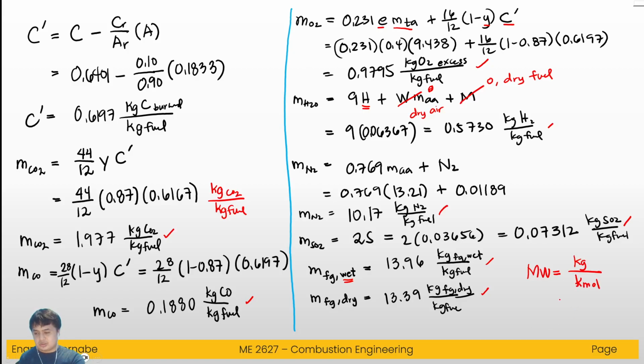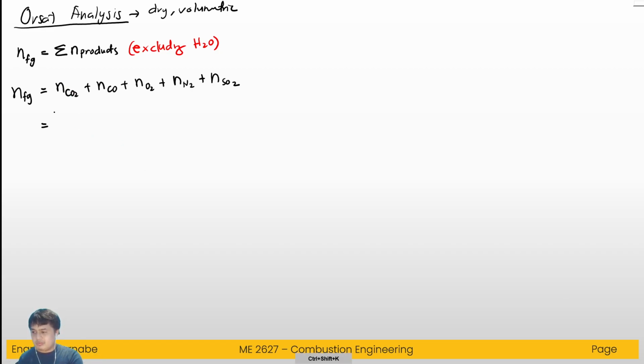So if we divide the mass of CO2 by its molecular weight, what happens with its units is you have kilogram of carbon per kilogram of fuel over kilogram of carbon per kilomole of carbon. So we can cancel out the kilogram of carbon, and this will become kilomole of carbon per kilogram of fuel. So we can convert this into kilomoles, which is the volumetric basis.